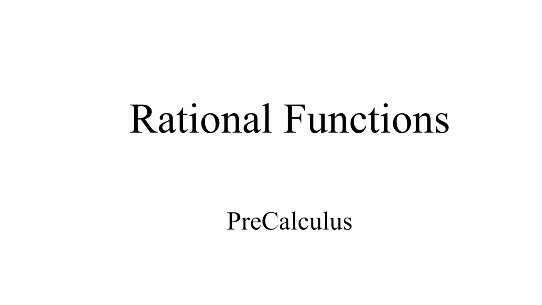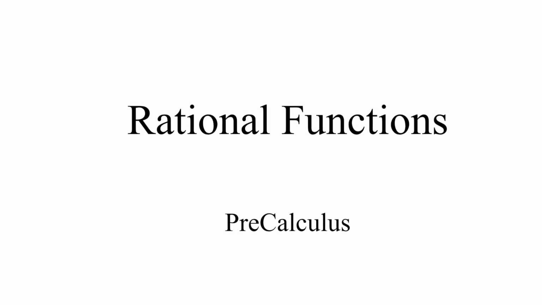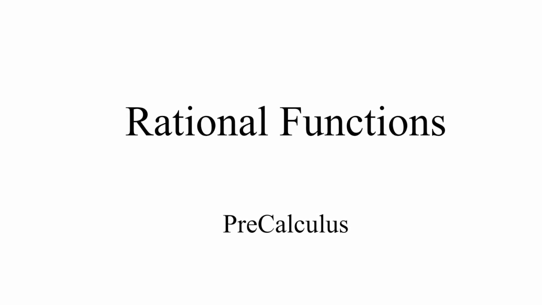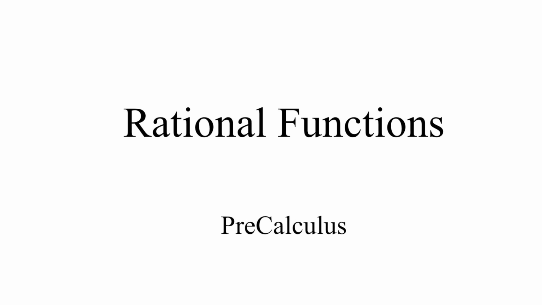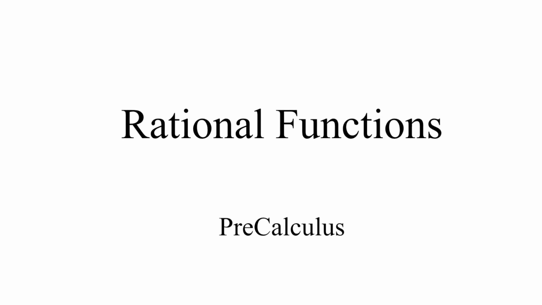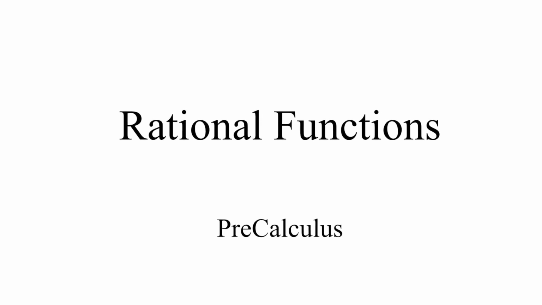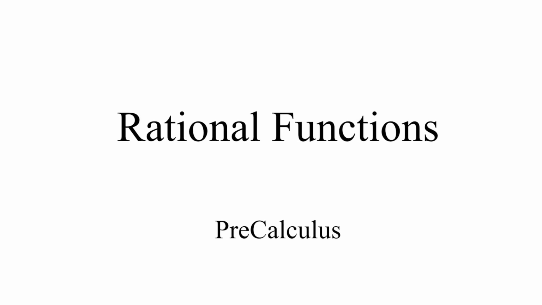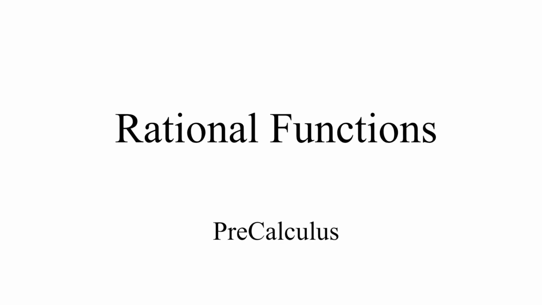Short run behavior. As the input values approach 0 from the left side, taking on very small negative values, the function values become very large in the negative direction. In other words, they approach negative infinity. We write, as x approaches 0 from the negative side, f of x approaches negative infinity. As we approach 0 from the right side, small positive input values, the function values become very large in the positive direction, approaching infinity. We write, as x approaches 0 from the positive side, f of x approaches infinity.